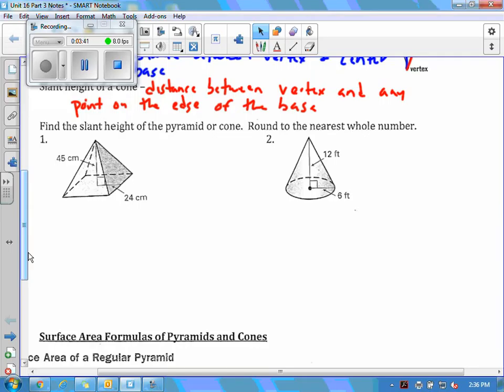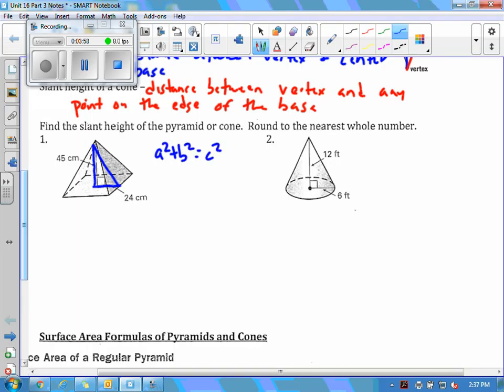45 would be the height of that triangle drawn on there. If you finish out this triangle, here's your height of the triangle, here's your base. If you draw the hypotenuse, we've created a right triangle. So we're going to use the Pythagorean theorem to find our slant height.